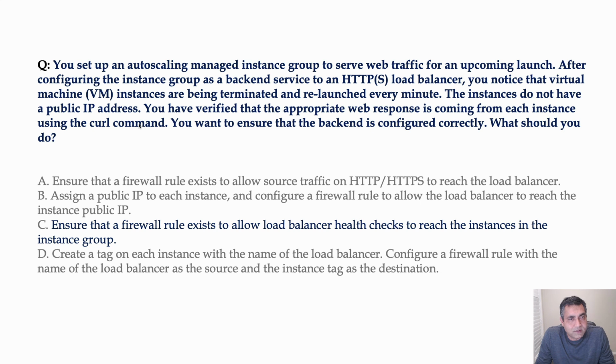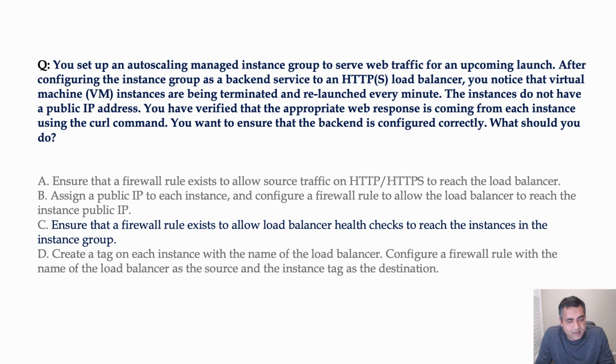Next one: you set up an auto-scaling managed instance group to serve web traffic for an upcoming launch. After configuring the instance group as a backend service to an HTTP load balancer, you notice that virtual machine instances are being terminated and relaunched every minute. The instances do not have a public IP address. You have verified that the appropriate web response is coming from each instance using the curl command. You want to ensure that the backend is configured correctly. What should you do?